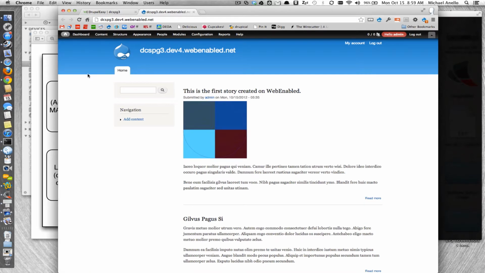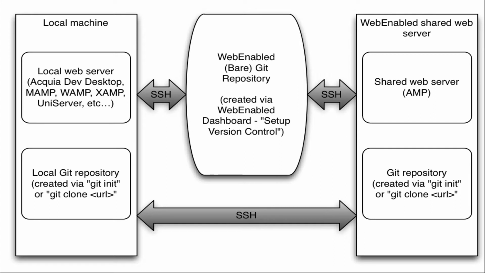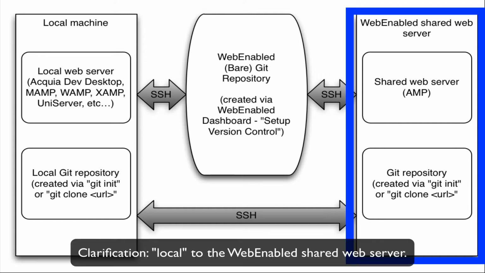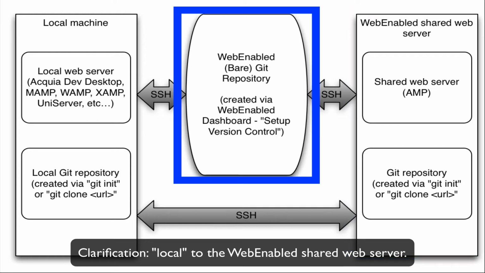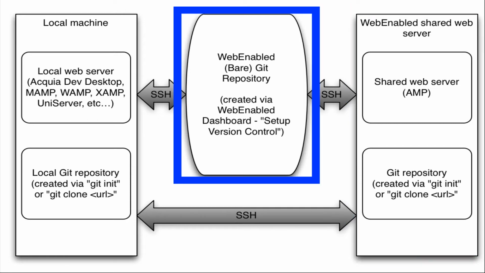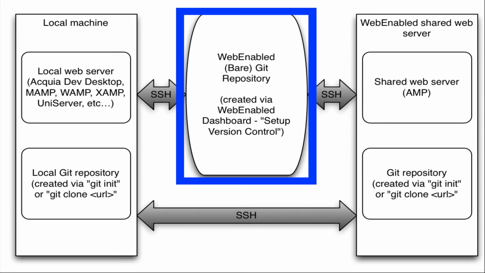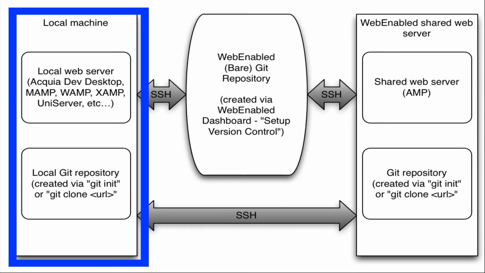Okay, so looking at this diagram, the first thing that we should look at is to get an overview of what we're doing. We're going to start on the shared web server, where we already have a site up and running. We're going to create a local repository for that site and commit it. And then we're going to create a WebEnabled repository and push our commits from our shared server to our WebEnabled bare repository. And then we're going to clone that bare repository on our local machine. And then we'll use Backup and Migrate to copy the database over, and an SFTP program to copy our files down.